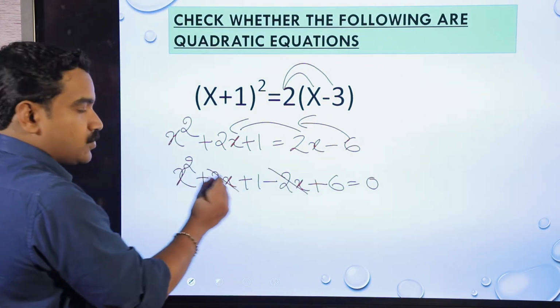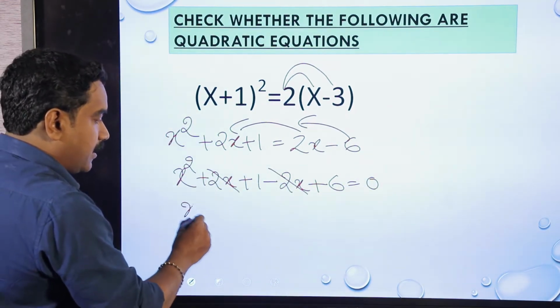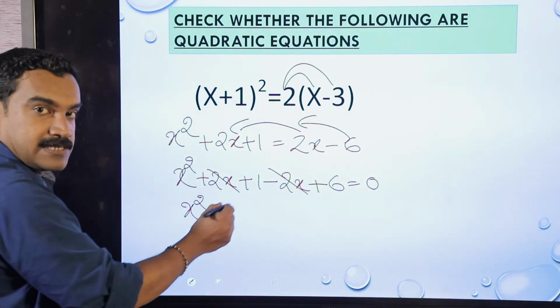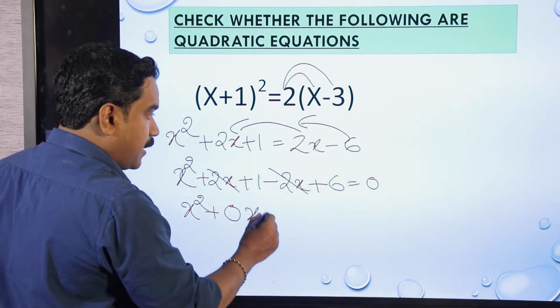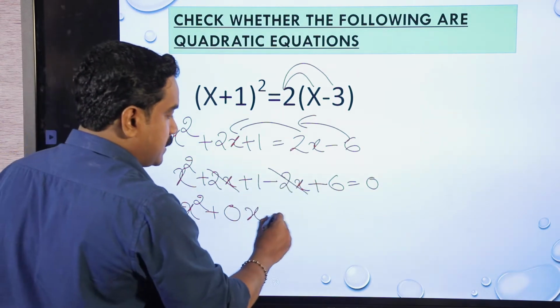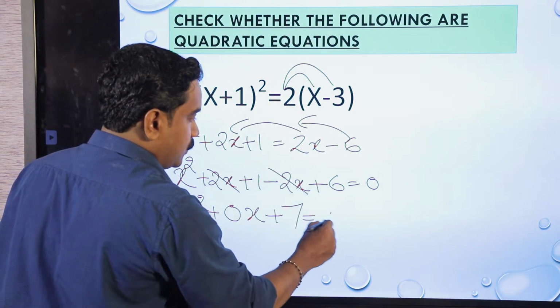Negative 2x and positive 2x cancel. Now what is remaining? x square. No term with x here, so 0x. And what is the constant? 1 plus 6 equal to 7, equal to 0.